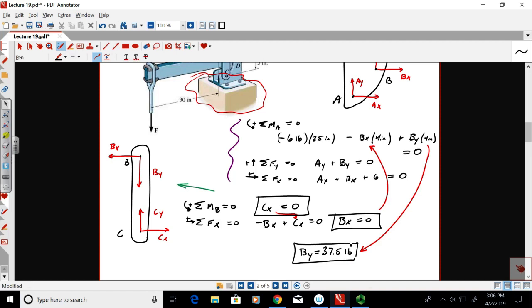Now, if By is 37.5 pounds, then can I use that equation up there to figure out what Ay is? Yeah, that's kind of obvious. If you look at the second equation I have written there, the sum of the forces in the y direction equals 0, Ay plus By equals 0. Well, obviously, if By is 37.5, Ay must be equal to minus 37.5 pounds. Now, what does that mean when I write minus 37.5 pounds?